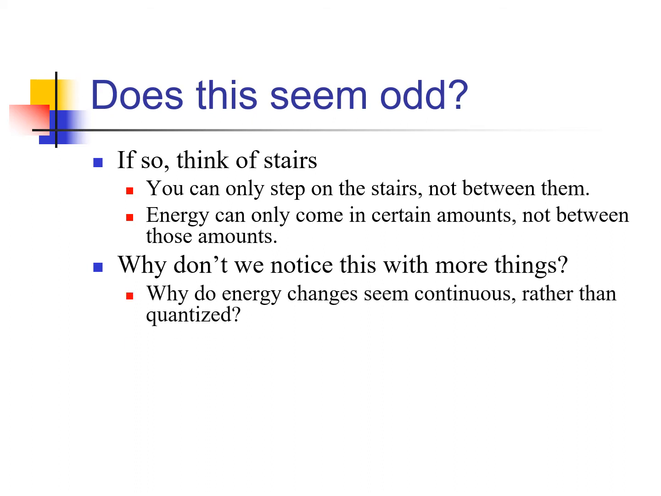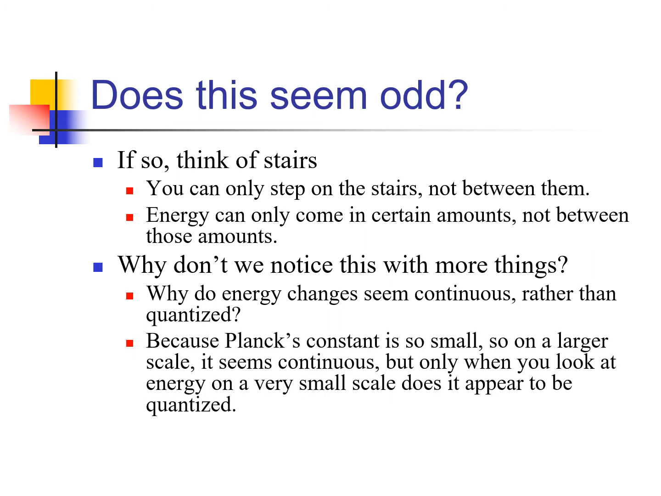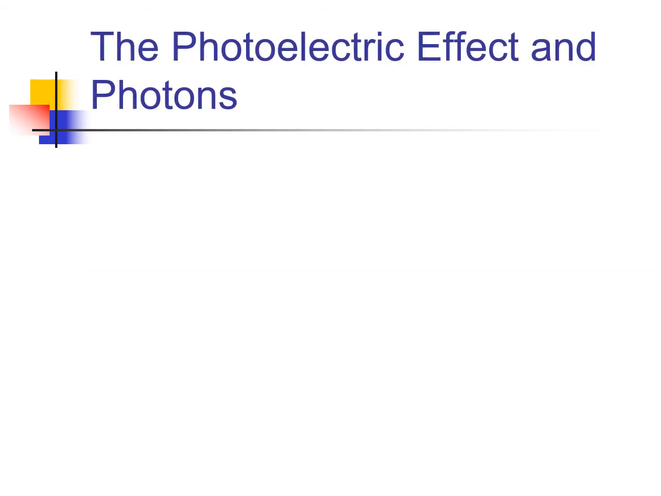Well, it turns out that because Planck's constant is so small, on a large scale like we're looking, energy amounts seem continuous. It seems like there's all possibilities between 2 points, but only when you look at energy on a very, very, very small scale does it appear to be quantized, as the stairs appear to happen. It's kind of like if you have stairs built into a hillside and you're looking from very far away, it might look like a smooth path up, but when you get close up, you can see the individual stairs. Kind of like that.